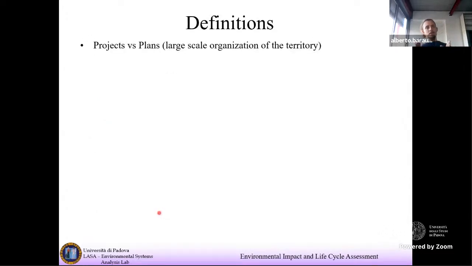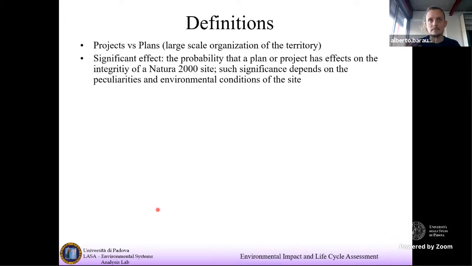So I already told you about the difference between project, which is physical work, and plan, which is a tool to organize the management of a landscape, for example. And appropriate assessment applies to both of them. The most important thing is, what do we mean by plan or project which has a significant effect on a Natura 2000 site?